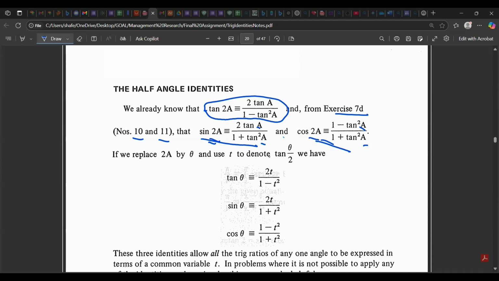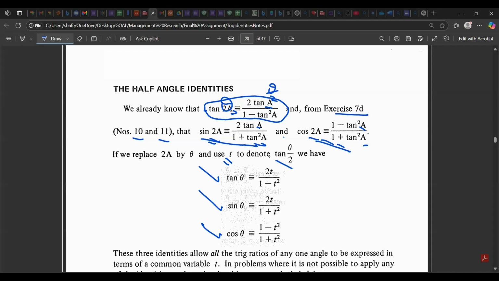That's interesting. The reason is that, remember that thought about substituting little t for tan theta over 2. So we could actually do that now. Where tan 2A, we call this theta, and this A becomes theta over 2, because this is half of that. So when we do that in all three of these identities, we end up with this, this, and this.